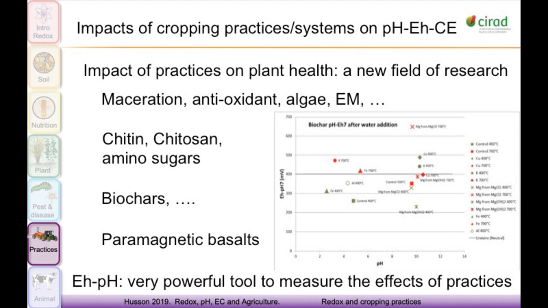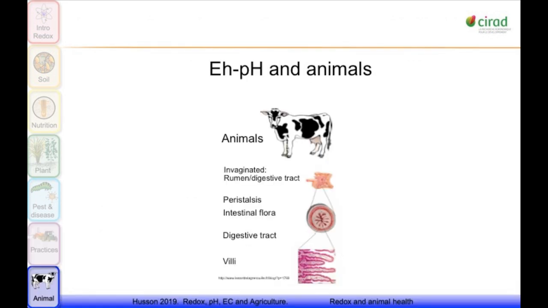Measuring EH, pH in the soil, it's useless. It's varying all the time. Don't spend time on this. But measuring in the plant, it's extremely powerful. We are working on it. That's the reason why I'm here.